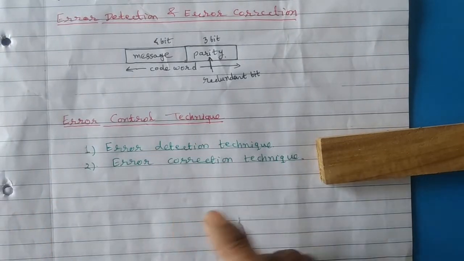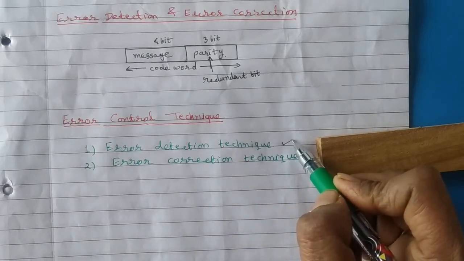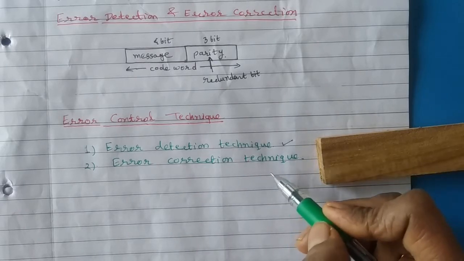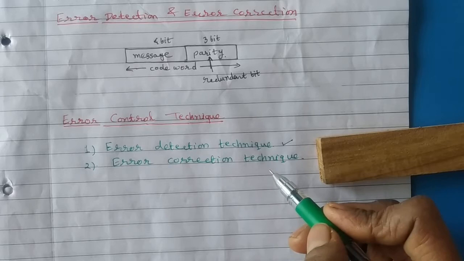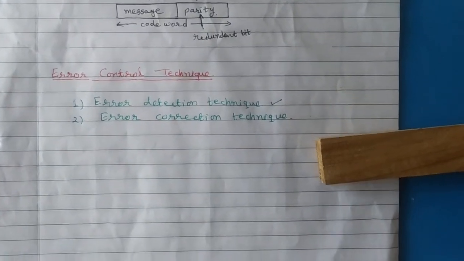The error detection techniques are capable of only detecting the errors. They cannot correct the errors. Whereas the error correction techniques are capable of detecting as well as correcting the errors. Now we will see the types of errors.